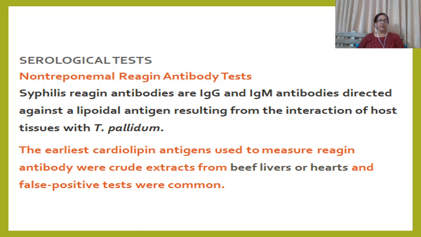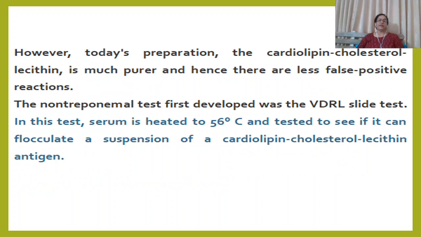Again, I'll repeat this point: this test is not specific, because instead of an antigen from Treponema pallidum, a beef heart or beef liver cardiolipin antigen is used for testing. This means that antibodies present in the patient's blood react with this cardiolipin antigen from beef liver or beef heart. So it is a non-specific type of non-treponemal reaginic antibody test.